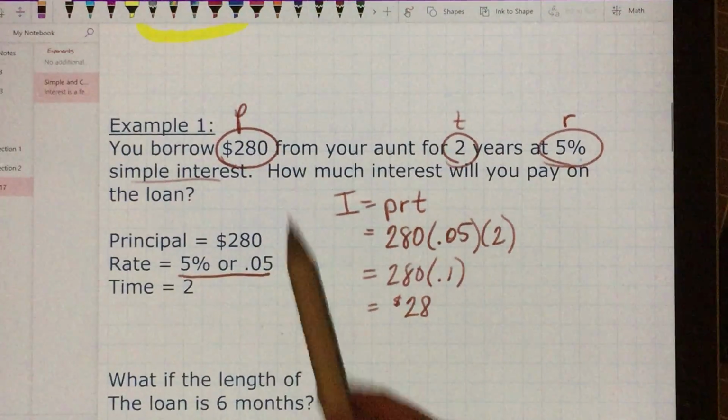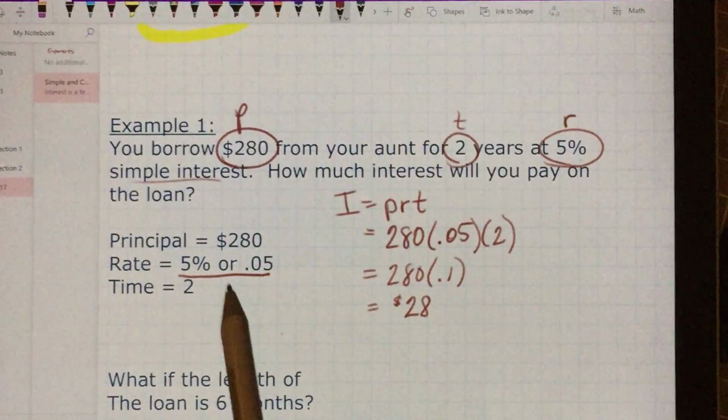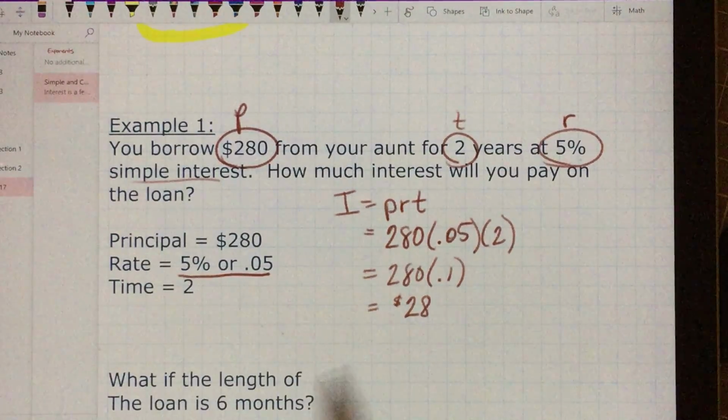What if the length of this same loan, though, is not 2 years? What if it's 6 months?